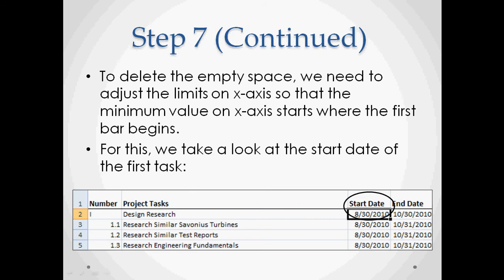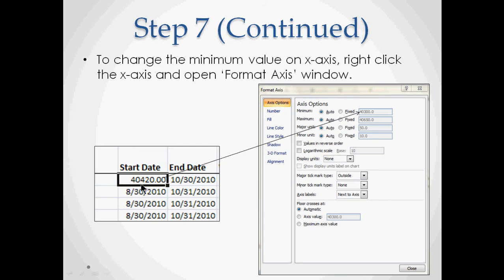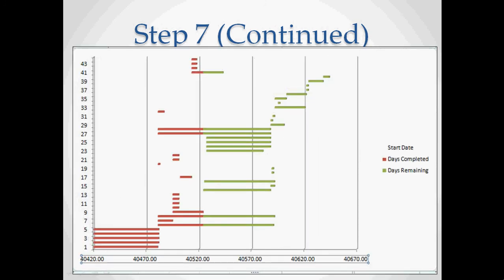but when it goes into Excel, the date is converted into a number. So the Excel always stores a date in terms of a number. You can find out this number by clicking on the start date, change the category of that tab from a date into a number, and it will show you the number. We are required to put this number into the minimum box of the x-axis, and that will eliminate the empty space on the chart. So this is how our chart looks like at this point.